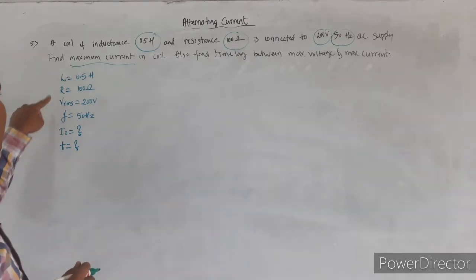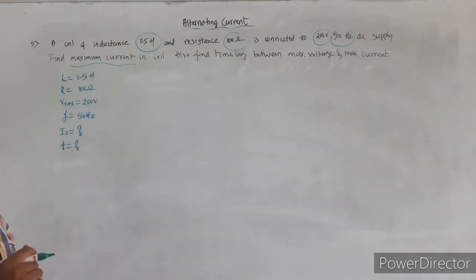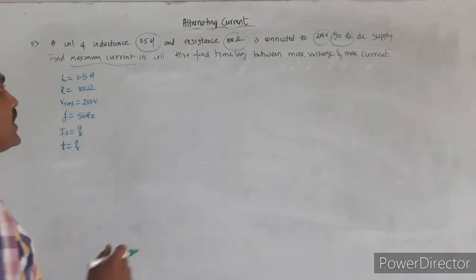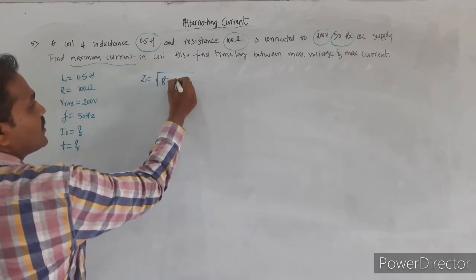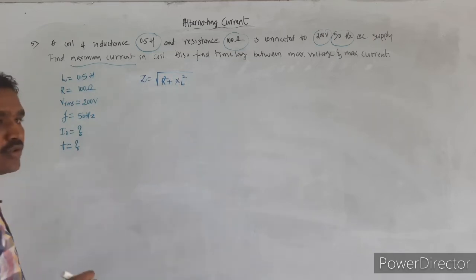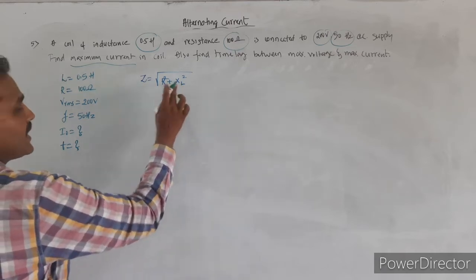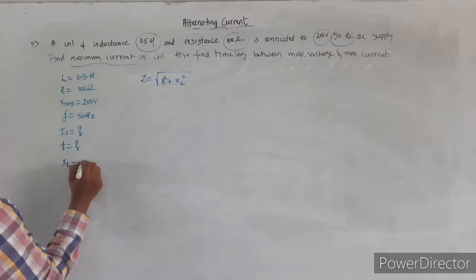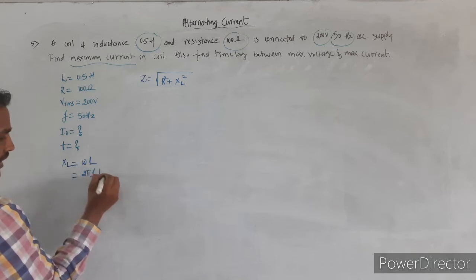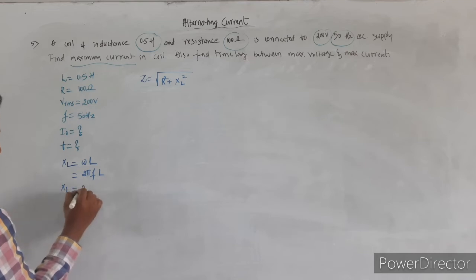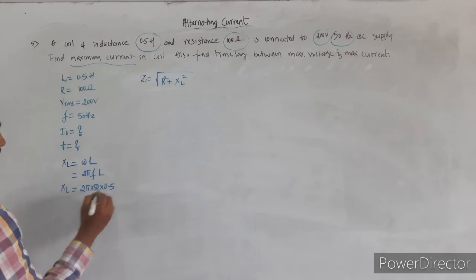Okay, so with the given data, to find the peak value of the current, first we have to find out the impedance of the circuit. Impedance is given by Z is equal to square root of R square plus XL square. We don't have a capacitor, so we'll have only reactance because of the inductor. So XL we have to find out. XL is equal to omega into L. Omega is nothing but 2 pi f. So I can write XL is equal to 2 pi into 50 into L, where L is given to be 0.5 Henry.